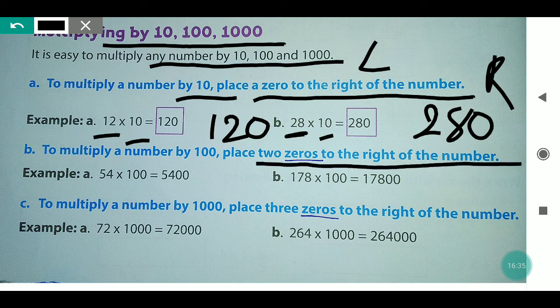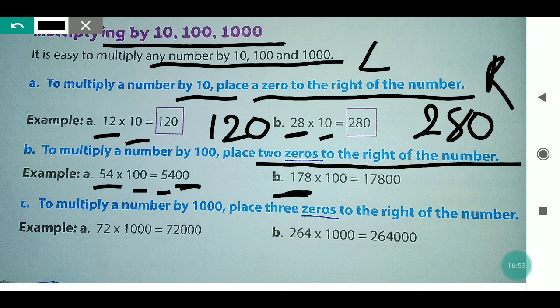In the same way, the next question: to multiply a number by 100, place the 2 zeros to the right of the number. Again the same thing. It doesn't matter that the number of zeros is increasing, the rules are the same. We just place the number of zeros first to the right side. Like if 54 into 100 is given, place the 2 zeros first and then 54 into 1. Then it will be 54 only.